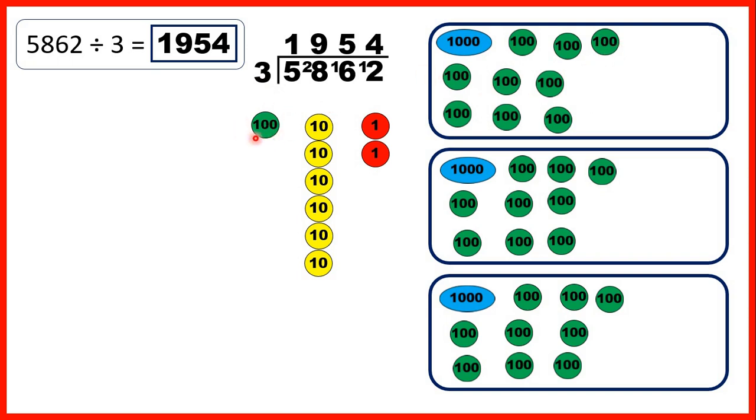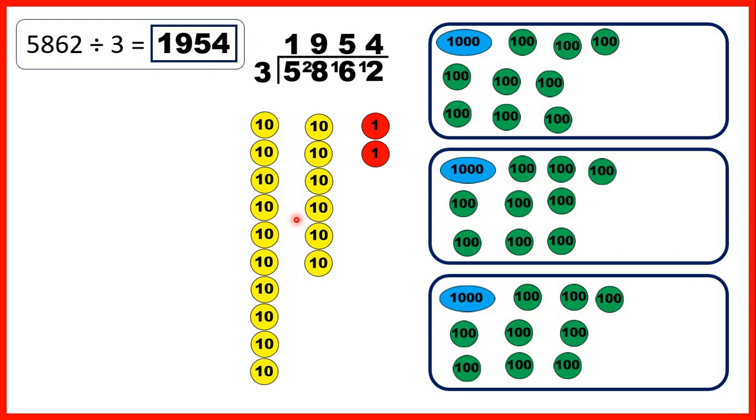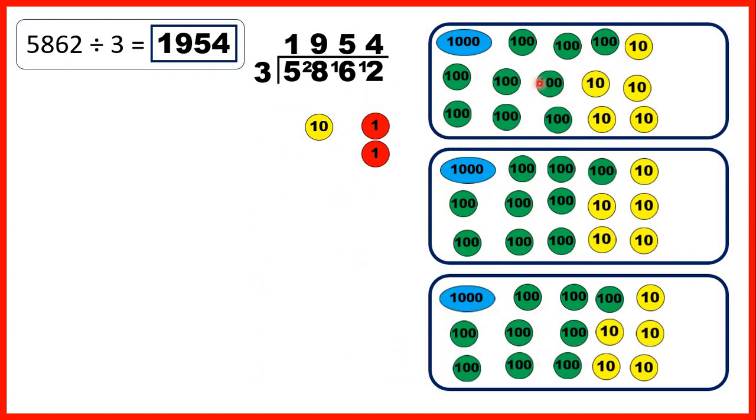But there's one 100 place value counter that we can't share out. So that's our remainder, and remember, we write the remainder in front of the next digit, so in front of our 6 tens. And we can do that because we can exchange 100 place value counter for 10 place value counters. So now we have 16 tens altogether. We can share out 15 of those tens because 5 times 3 is 15, but then we have 1 remaining 10.